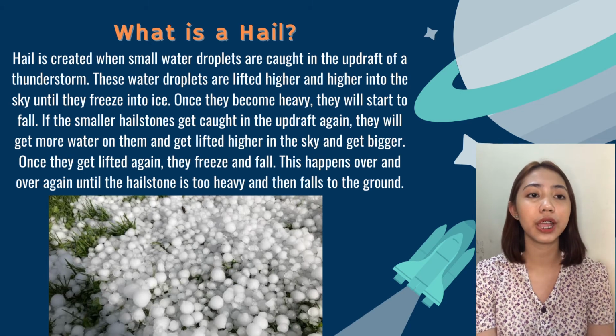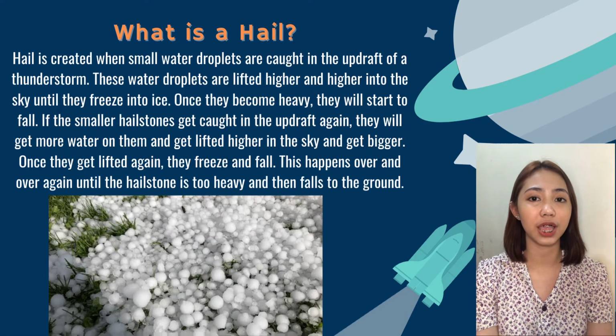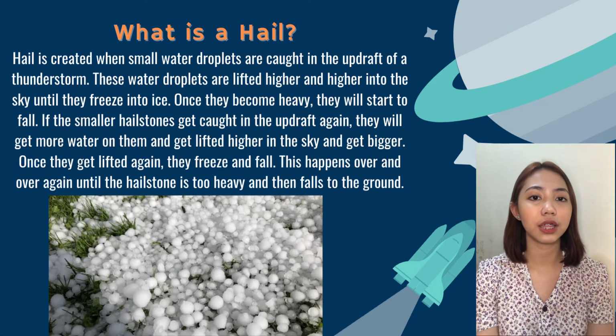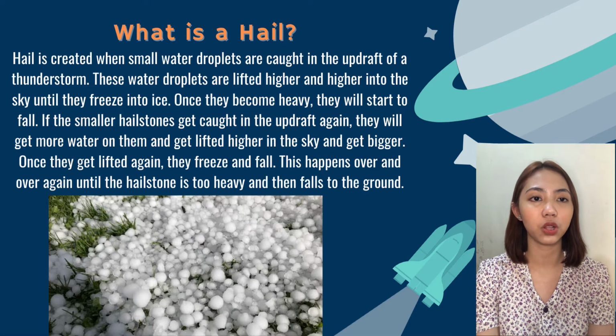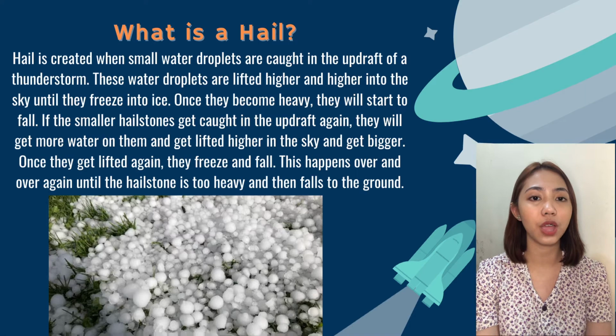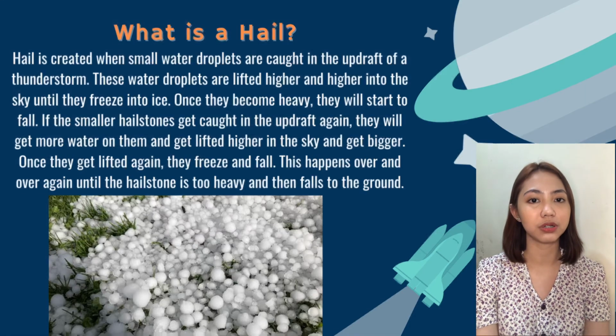If the smaller hailstones get caught in the updraft again, they will get more water on them and get lifted higher in the sky and get bigger. Once they get lifted again, they freeze and fall. This happens over and over again until the hailstone is too heavy and then falls to the ground.